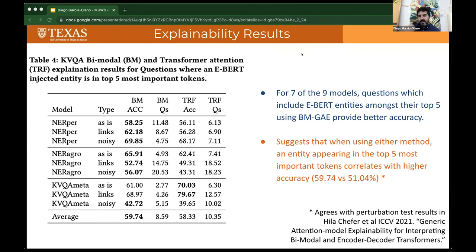And so averaging over the BMGAE models, we get 59.74% accuracy on these questions, where if you compare that with what you would get without using that knowledge, it's 51% accuracy. So this finding suggests that when using either method, an entity appearing in the top five most important tokens allows for improved accuracy, which is in agreement with the perturbation testing results from this prior work listed below, which is where I got the explanation techniques from.